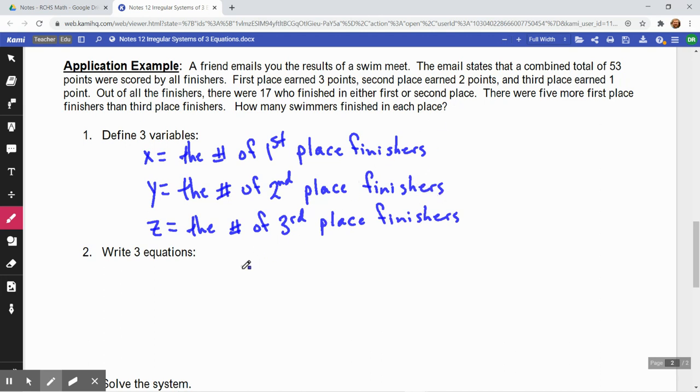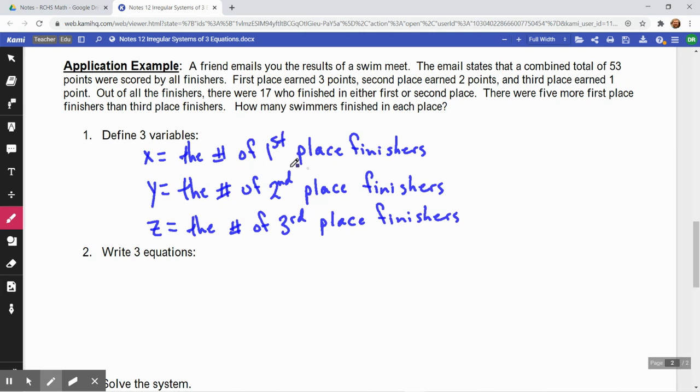And now what we're going to do is write 3 equations, because the general rule is if you have 3 unknown values, you need 3 equations to solve for them. That holds true throughout. If we have 2 things we don't know, we need 2 equations. If we have 10 things we don't know, we need 10 equations. But in this case, we need 3 equations because we have 3 different variables.